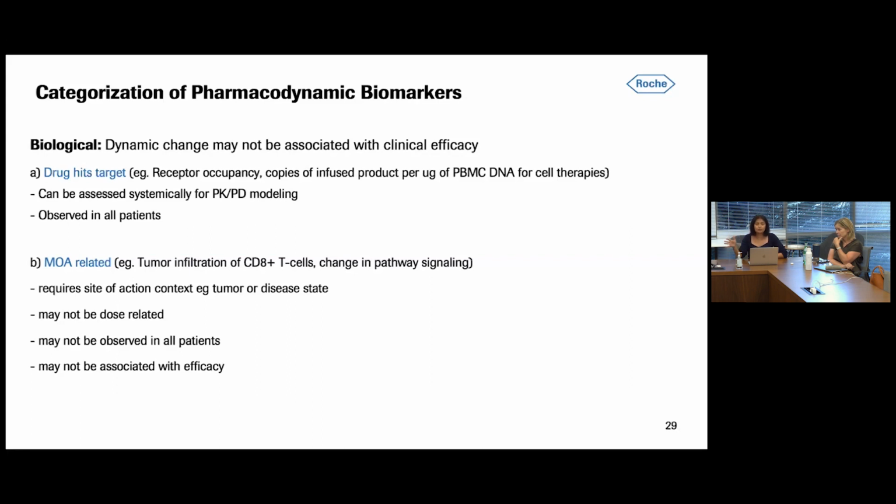Now, what's really important for mechanism of action related biomarkers is it requires the site of action context. So for drug hits target that I mentioned earlier, you can measure this biology in blood in a non-invasive manner. For mechanism of action related biomarkers, it's really important to study that biology in that disease context, okay? So in this case, it's tumor. It may not be dose related.